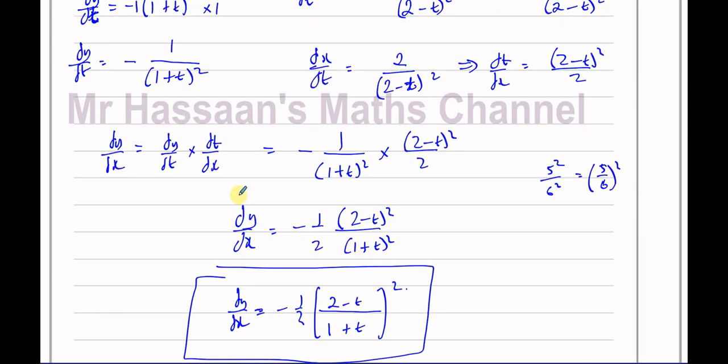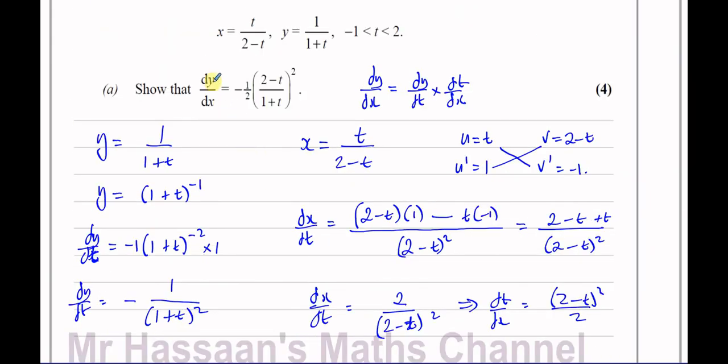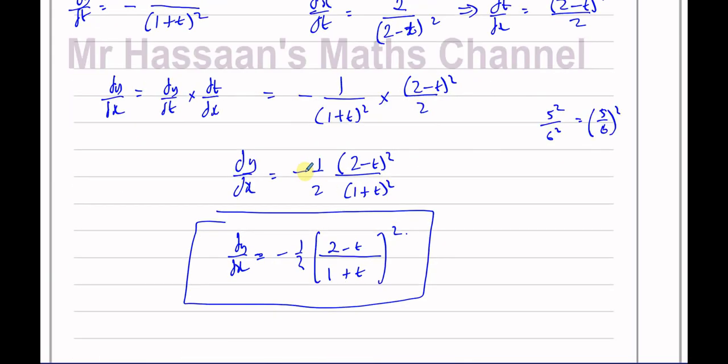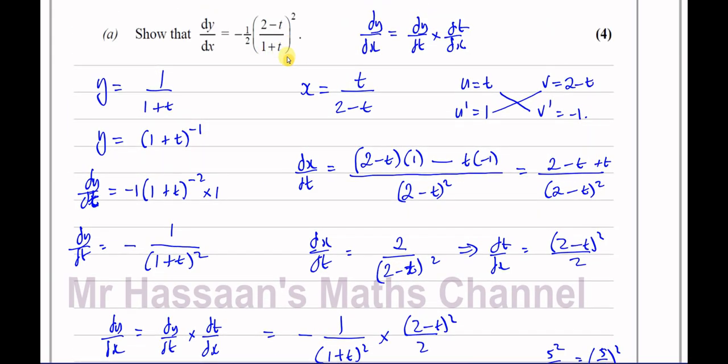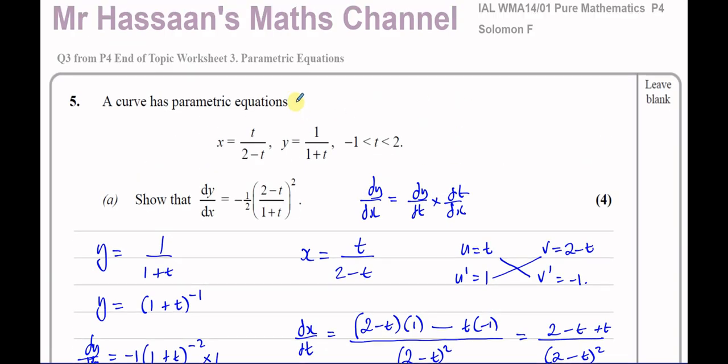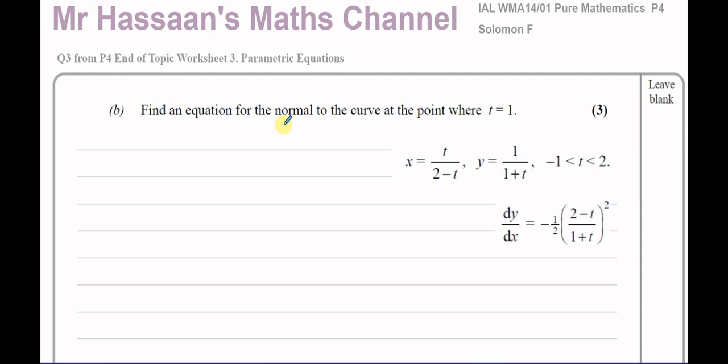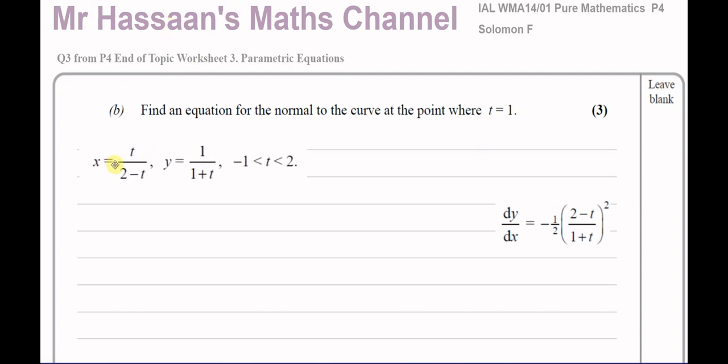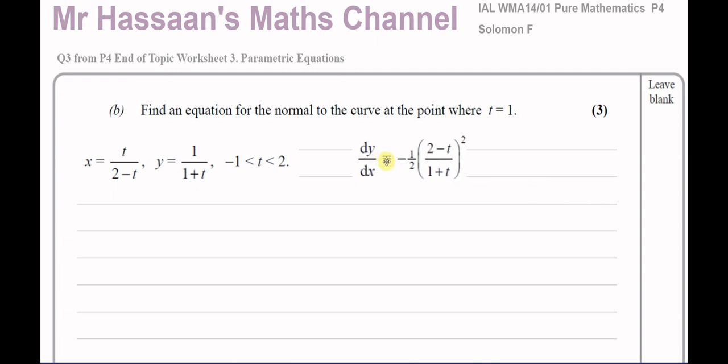So we've shown that dy dx is equal to minus a half times 2 minus t over 1 plus t in brackets all squared. Good, so that's part A done. Now for part B. It says find an equation for the normal to the curve at the point where t equals 1. So they told us the parametric equation, and we had to show this dy dx equals.